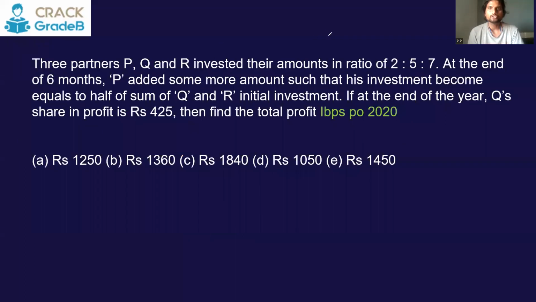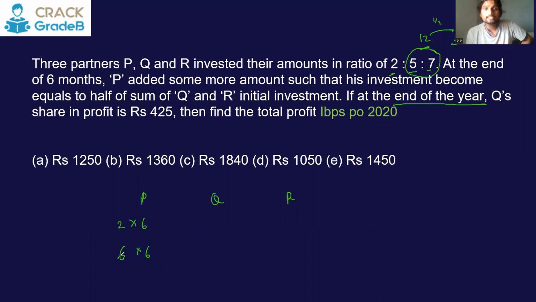3 partners P, Q, R invested in the ratio 2 is to 5 is to 7. At the end of 6 months, P invested, let's say 2. Those 2 rupees will be for 6 months. And Q and R together they are investing 12 rupees. Now P added some more amount such that his investment now becomes equal to half the sum of Q and R. Now Q and R's half is 6. So for the next 6 months, because the profit is calculated at the end of the year, he invests such that his total investment becomes 6, half of their investment. So for the next 6 months, his investment is 6. This is the portion of P.